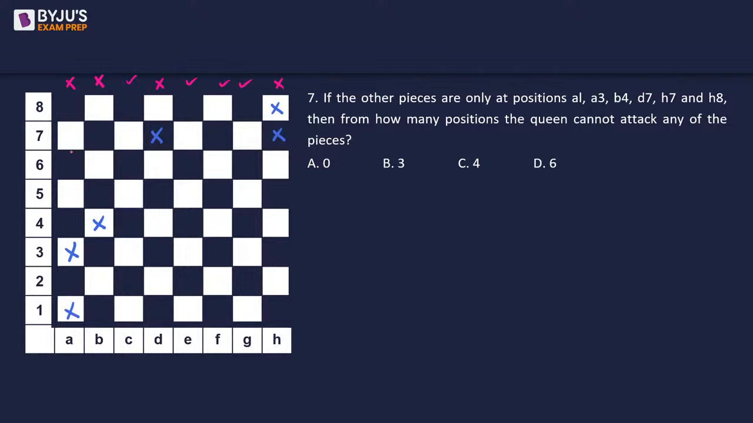Now, after the columns, let's look at the rows. The queen cannot be in this row, cannot be in this row, not in this row, not in this row, not in this row.